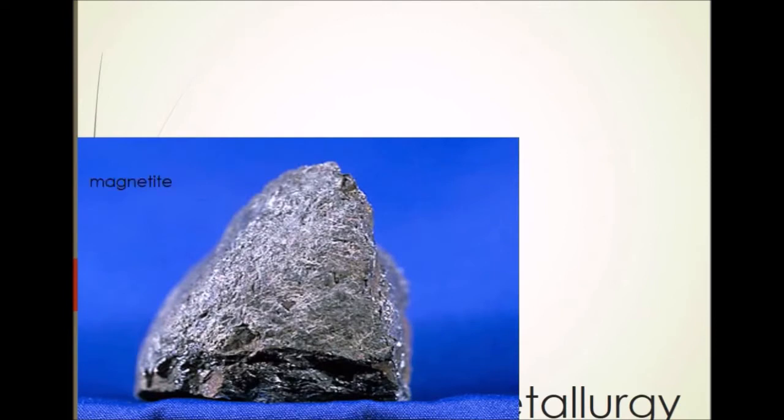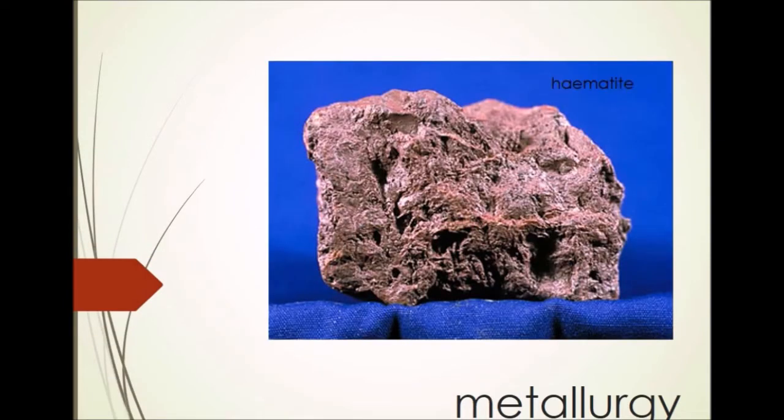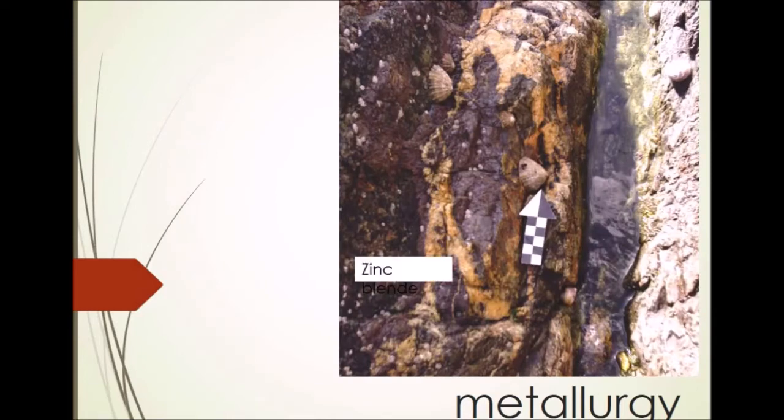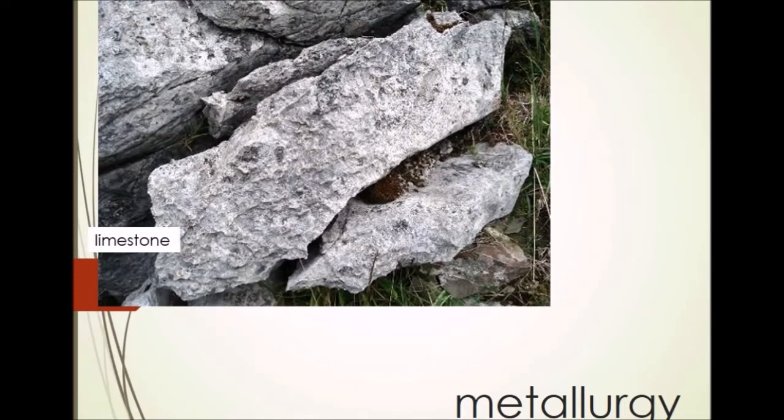This is magnetite, the ore of iron. Hematite, ore of iron again. Galena, ore of lead. Zinc blende, the ore of zinc, can be seen in this picture. Limestone, that is the ore of calcium, is seen in this picture.